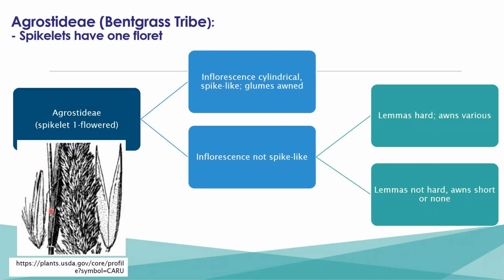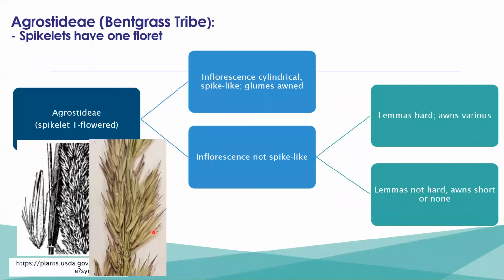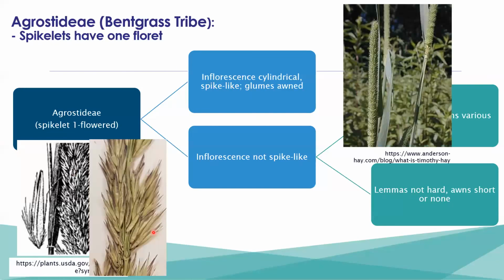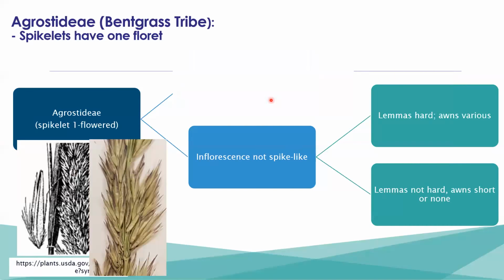Our next question in our key is: is this inflorescence cylindrical and spike-like, or is the inflorescence not spike-like? Looking at this picture, you might be thinking, oh, that looks kind of spikish to me. But when we compare this to the plant that we're getting to with that set of questions, you can see clearly what we have is not a cylindrical, spike-like plant. So we're not going that way.